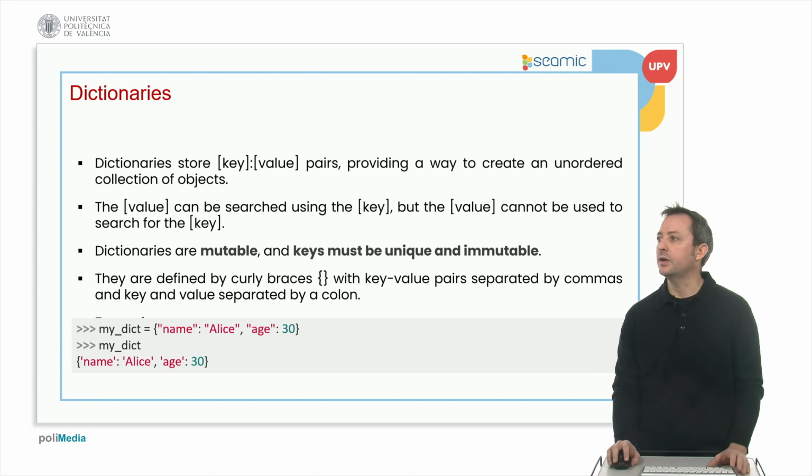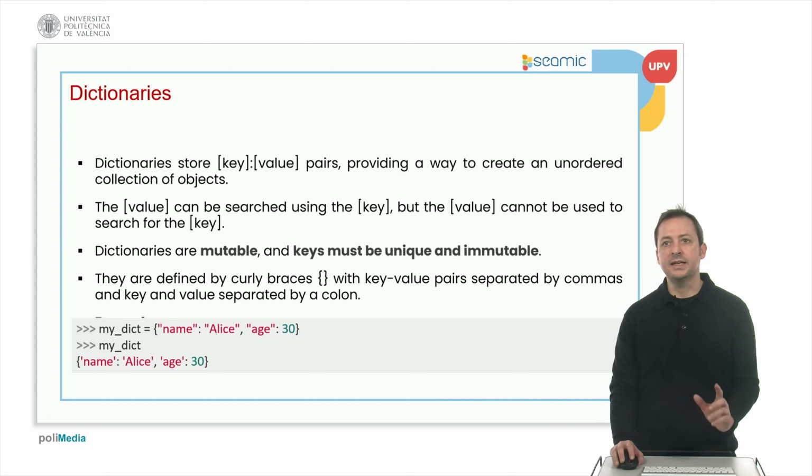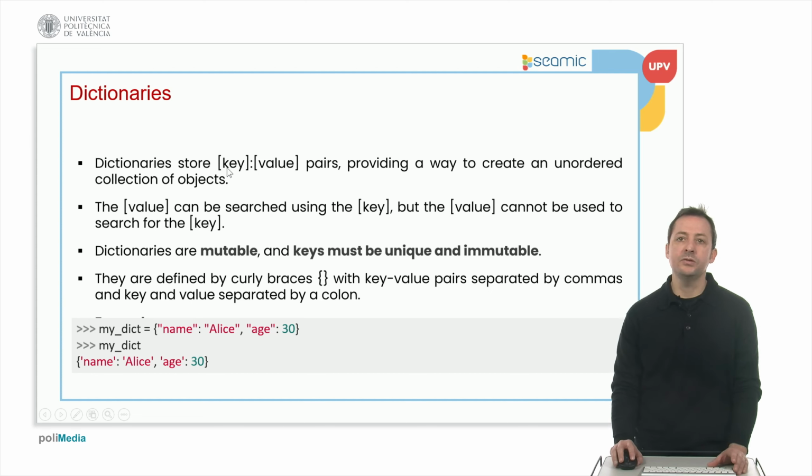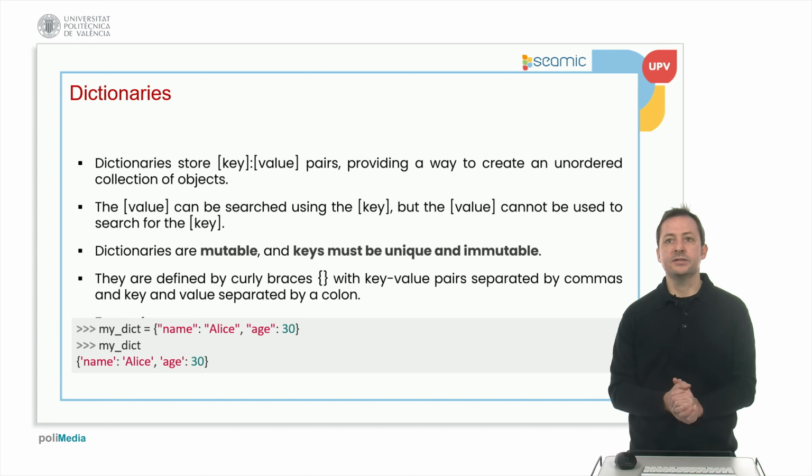Instead, dictionaries represent each item with a key. So each item, apart from having a value, has a key. And this key must be unique for each element of the dictionary. In a similar way to lists, dictionaries are also mutable. This means that we can add, remove, and update elements in a dictionary.